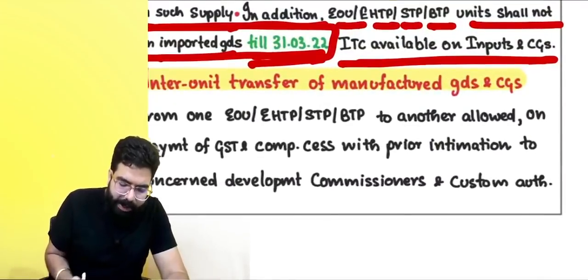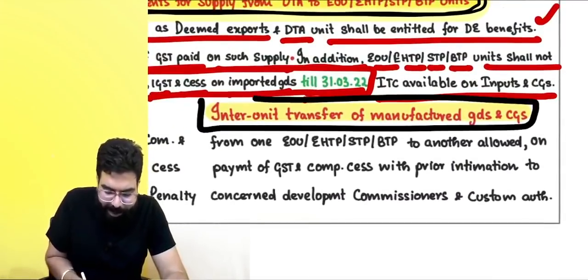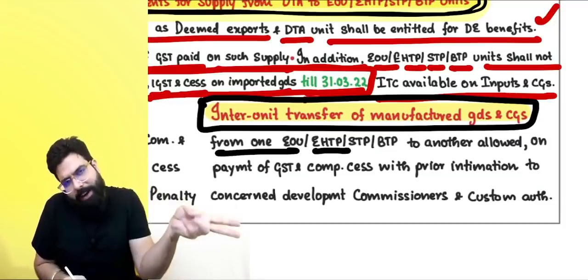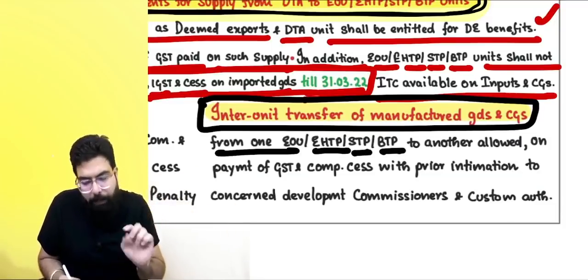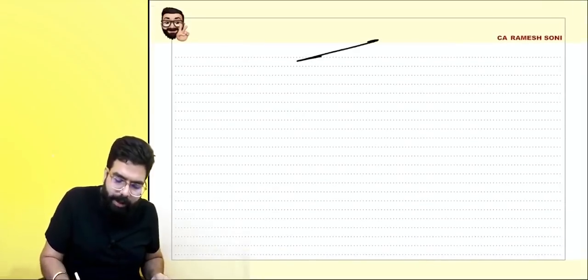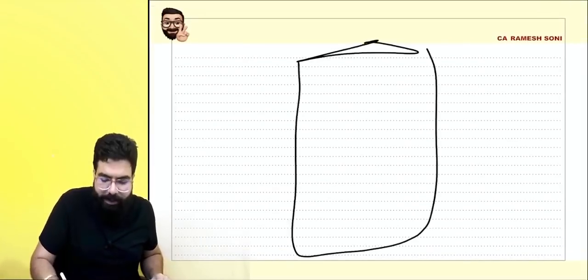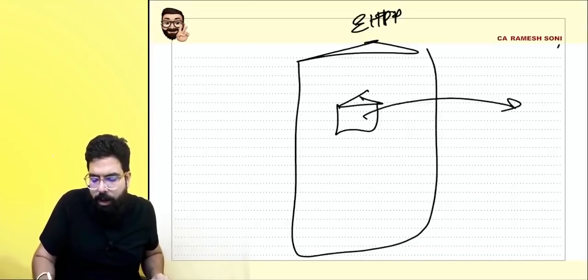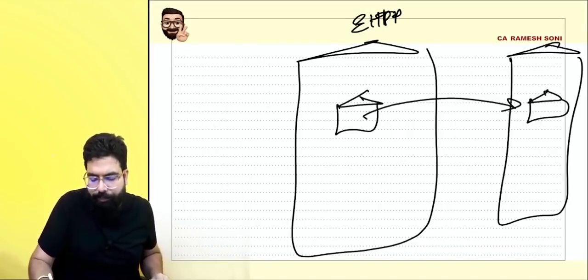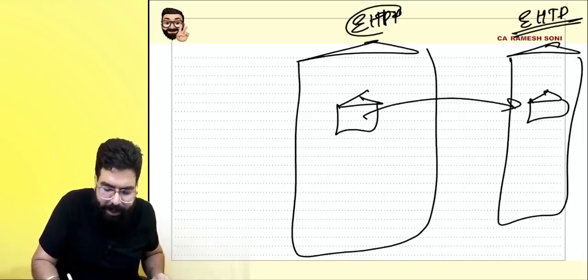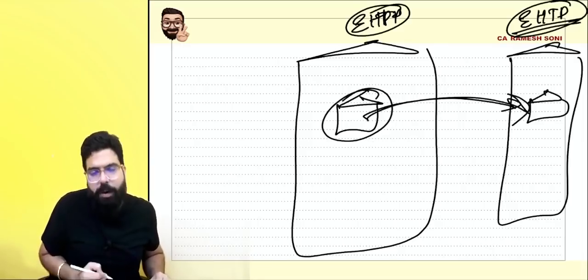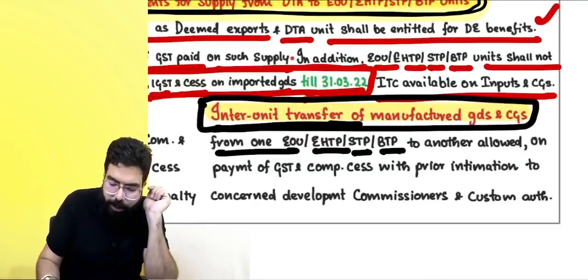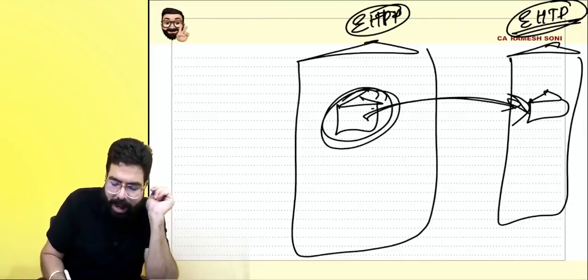Yes, sir. Sir, can an EOU, ESTP transfer from one EOU to another EOU? Can one ESTP transfer goods to another ESTP, STP, Biotechnology Park? For an example, sir, I was earlier here. This is an ESTP. I was earlier here. Now I want to shift from here to another ESTP. If I am shifting, electronic hardware technology park is there here and here. I want to shift my unit from here to here. Can I shift the goods? It is telling inter unit transfer of manufactured goods. For an example, I have two units which are there.